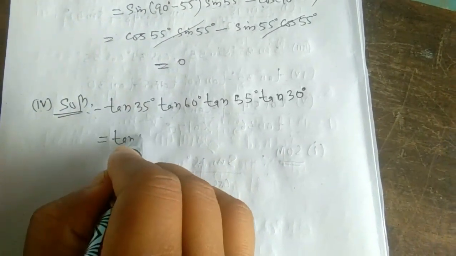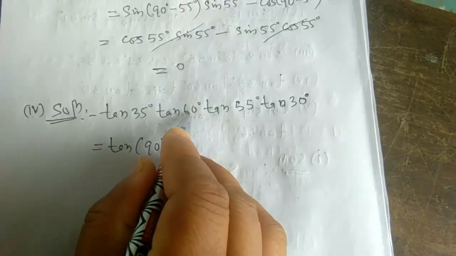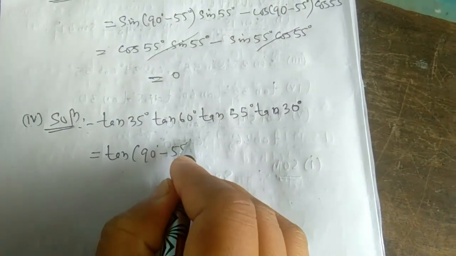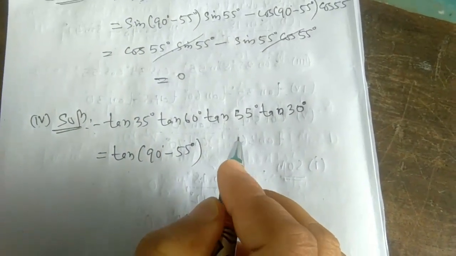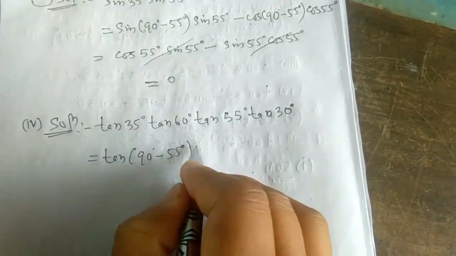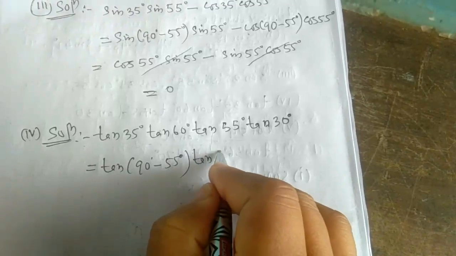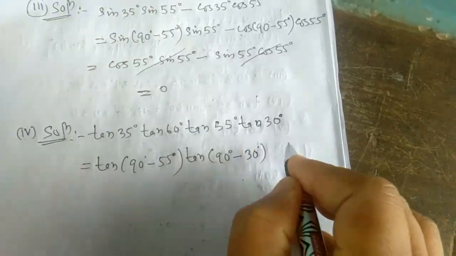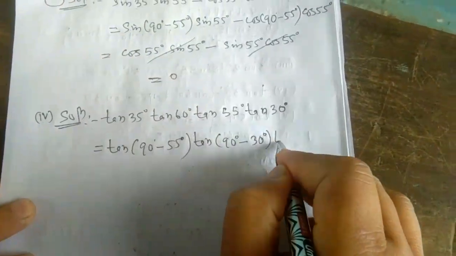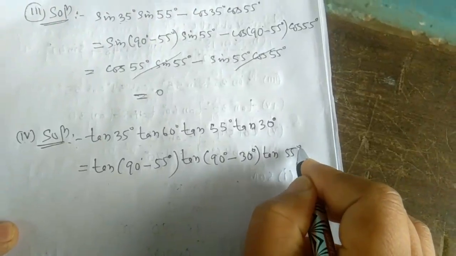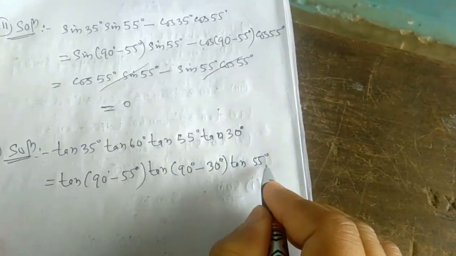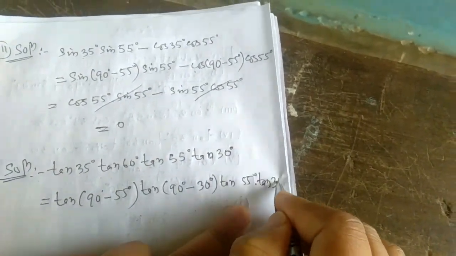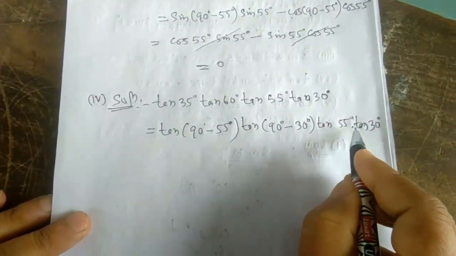So tan 90 minus, you will not take 60 degree, you will take 55 degree, because you are applying in first two. So 55, you subtract, you'll get 35. Then tan, we are applying in first two, so directly you'll take 90 minus 30 degree, that last one, 30 degree. Then the rest will remain as it is, tan 55 degree into tan 30 degree.